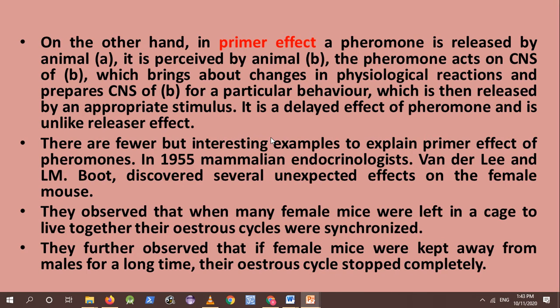The examples of this effect are few, but they are very interesting. In 1955, several mammalian endocrinologists like Lee and Boot discovered such pheromones in the female mouse. What they observed was that if a large number of female mice are left in a cage together, then their estrous cycles get synchronized. So this is an example of a delayed effect. They further observed that if female mice are kept away from males for a long time, then their estrous cycle is stopped completely. So these two are examples of delayed effect: there is a change in the physiological behavior of the female mouse, but it takes some time.